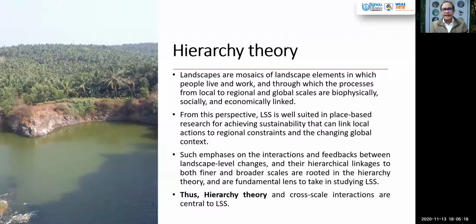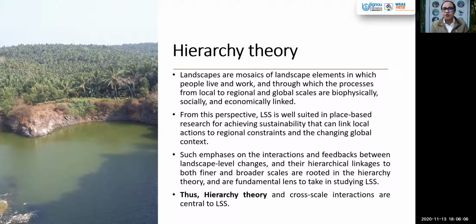In hierarchy theory, from here you will be able to understand very easily, landscapes are mosaics of landscape elements in which people live and work, and through which the processes from local to regional and global scales are biophysically, socially, and economically linked. From this perspective, landscape sustainability science is well suited for place-based research for achieving sustainability, because sustainability should start from the bottom-up approach. So we start from the local level, depending upon the issues. That's why whatever we are talking about sustainability depends on scale.